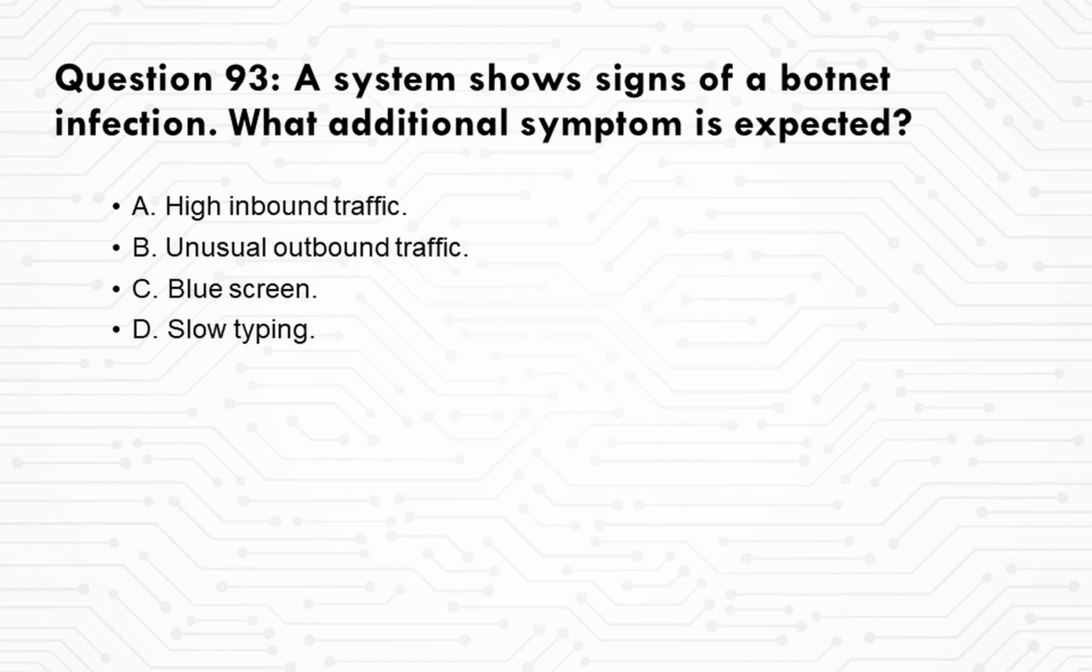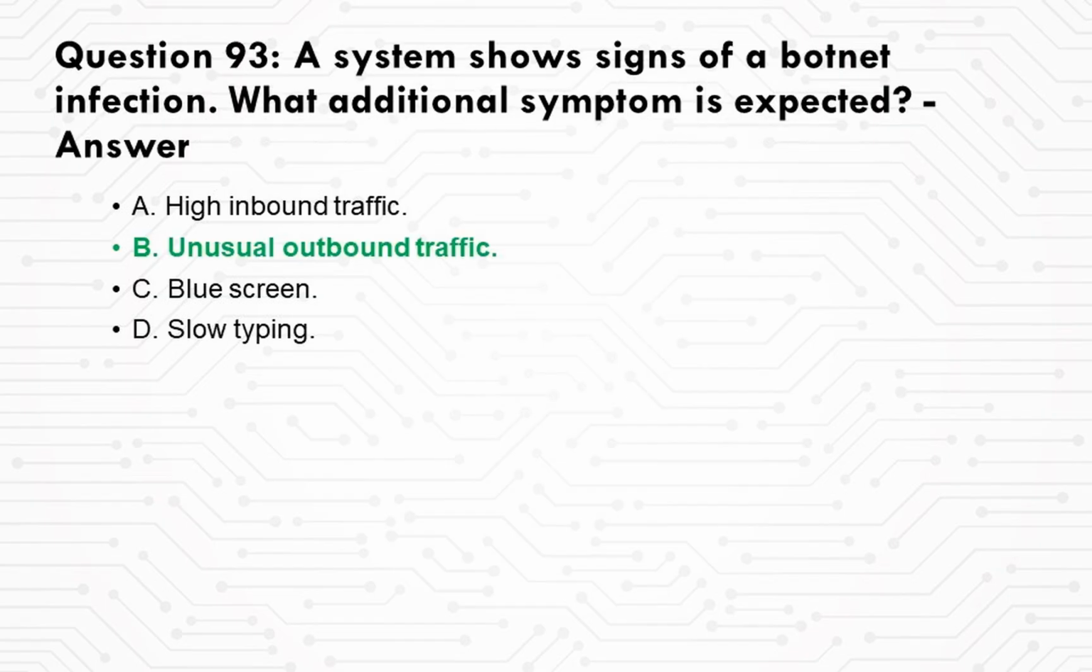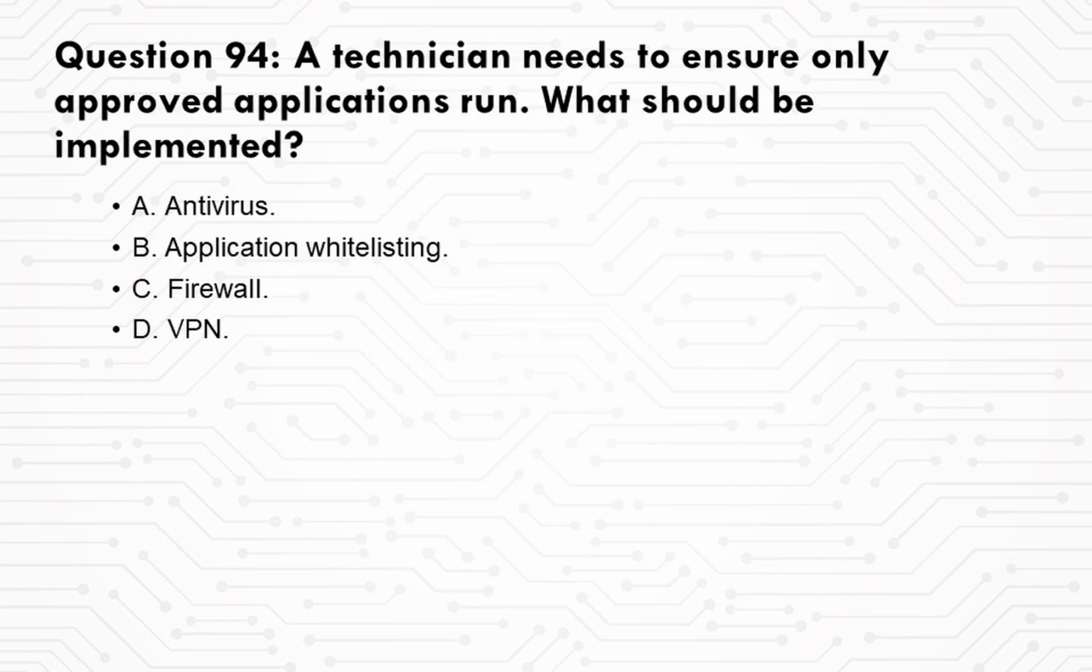Question 93. A system shows signs of a botnet infection. What additional symptom is expected? A. High inbound traffic. B. Unusual outbound traffic. C. Blue screen. D. Slow typing. Answer: B. Botnets generate outbound communication.